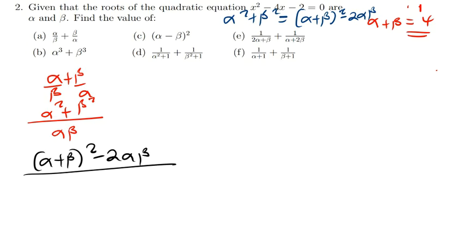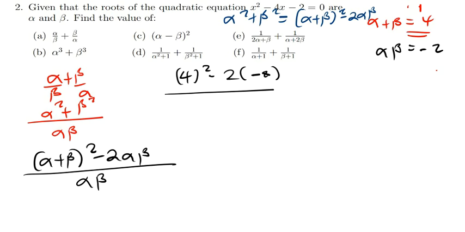The reason why we do this is because I don't know what alpha squared plus beta squared is. I have to make it in such a way that I need to find alpha times beta and alpha plus beta. This one we found is -2. Then from here we can plug in the values. Alpha plus beta is 4, but we square it, that is 16. Then I divide it by -2. So 16 minus, what else are we going to have?